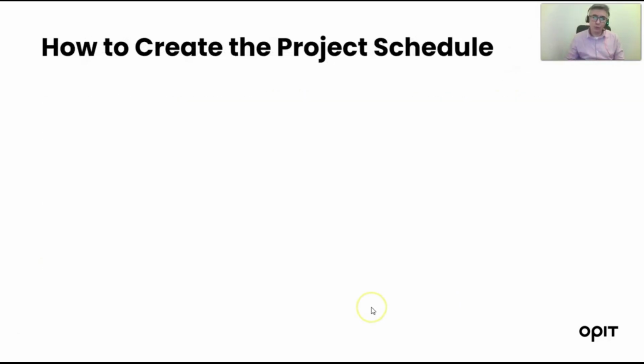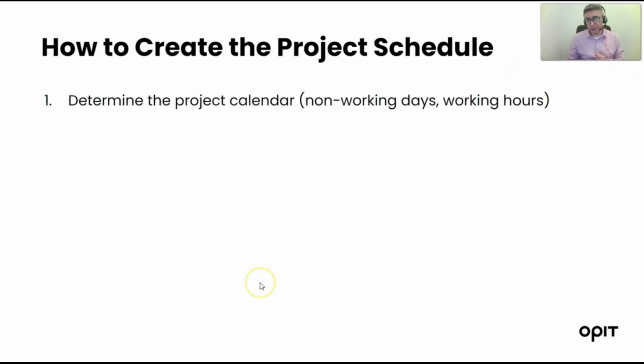But how do we need to work, and what are the steps to create the project schedule? What is the sequence that we need to perform to create the project schedule? First, we need to determine the project calendar, working hours, non-working days. So public holidays, bank holidays, shifts if we have. So we determine the project calendar.